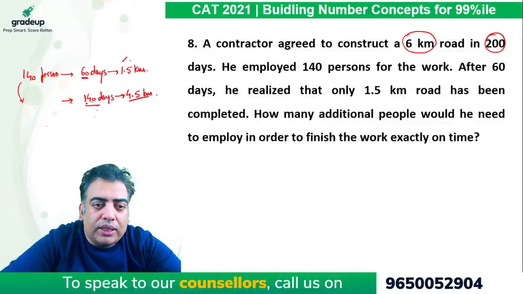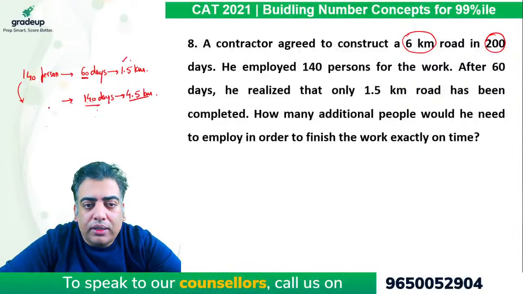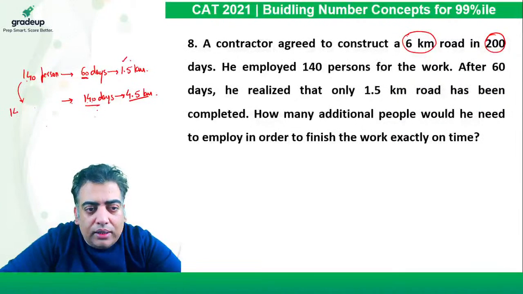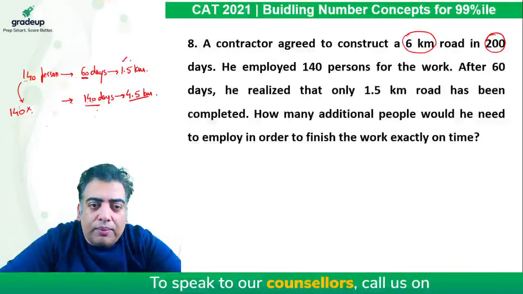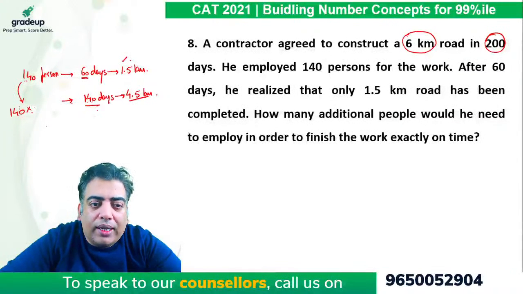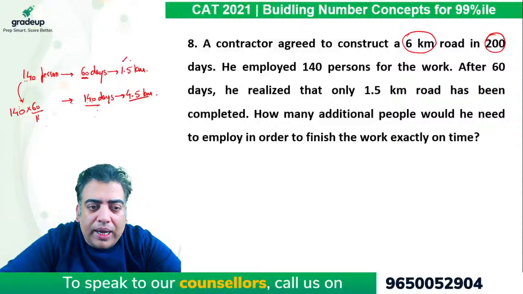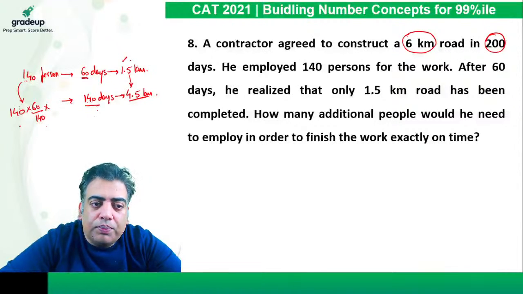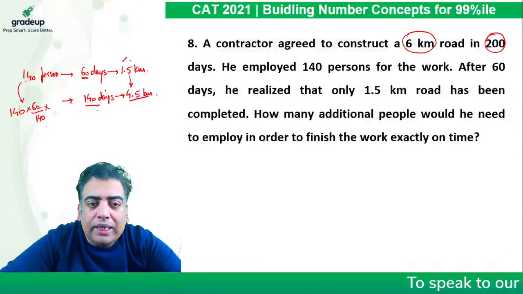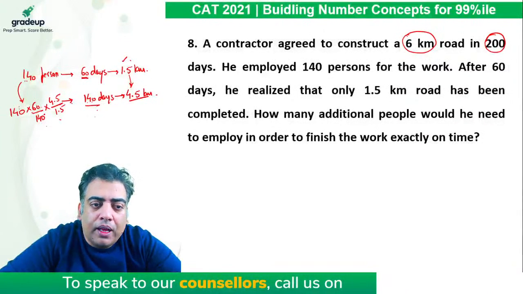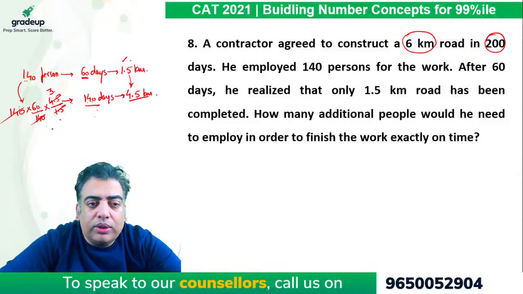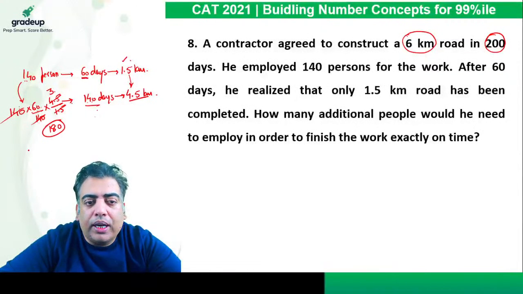These types of questions are based on the concept of unitary method. I am taking this 140, which should be multiplied with, if you want to complete your work in more number of days, we require lesser people, so a fraction less than 1. Because the work is increasing, people are to be increased, so this should be multiplied by a value which is more than 1, which is 4.5 upon 1.5. So this gets cancelled out. 1.5 into 3 gets cancelled out. 60 into 3 comes out to be 180 people are now required.